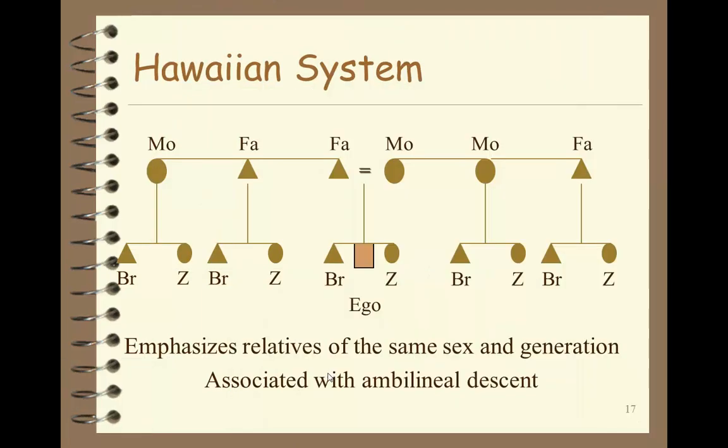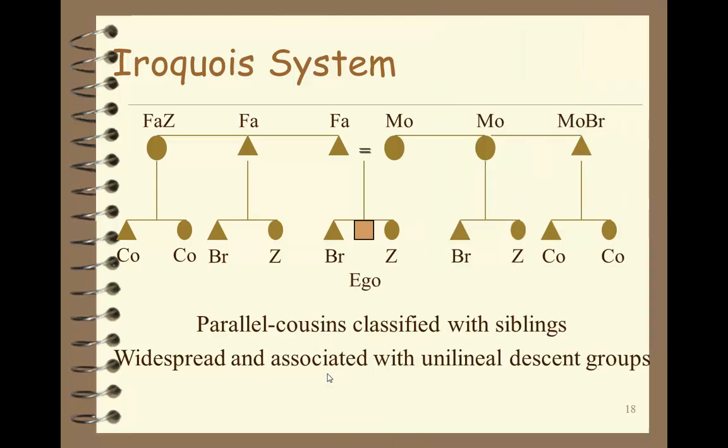Some other systems that we didn't look at, but are found in your textbook, would be the Hawaiian system. You can see this emphasizes ambilineal descent, and then the Iroquois system, more with unilineal descent.